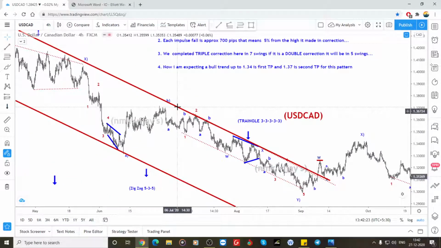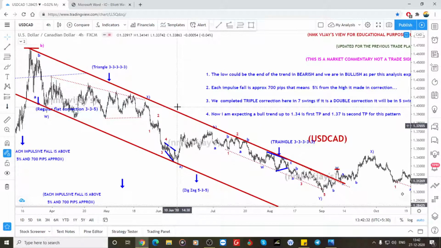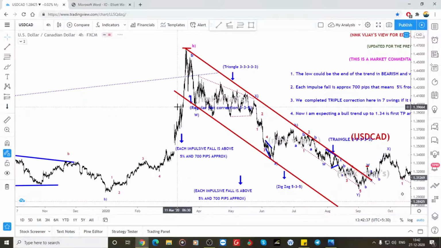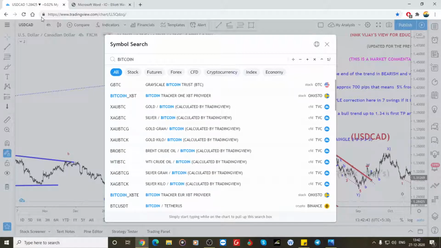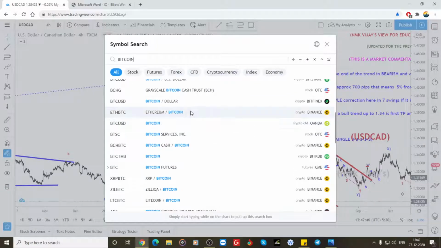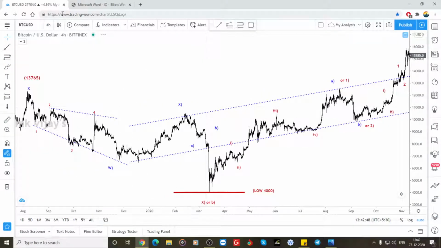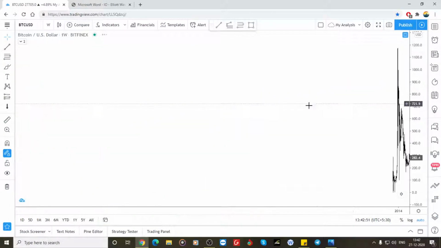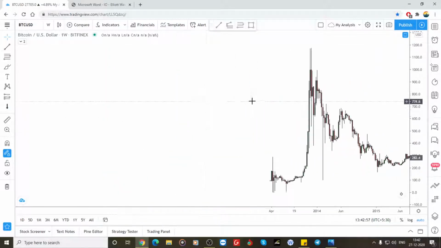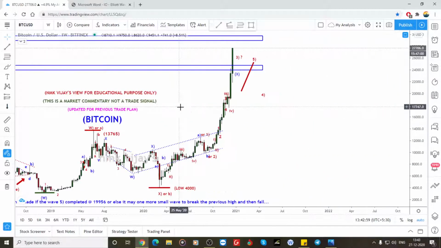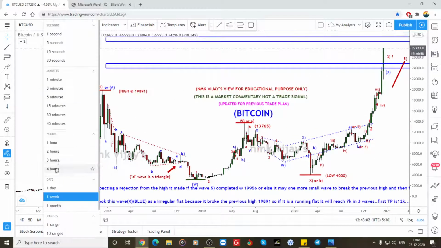Next, this part will be a little bit longer, nearly 40 to 45 minutes. So just listen clearly and note down the important points. You have to remember all those things. So next we will move on to Bitcoin. In Bitcoin we will see a lot of triangles here, and I'll switch to the weekly chart also. Here, we will switch to the daily.